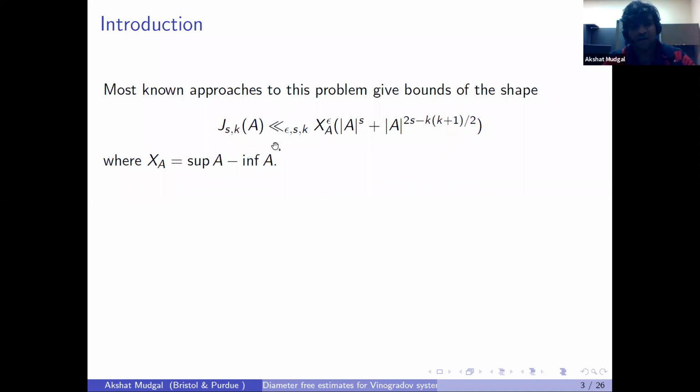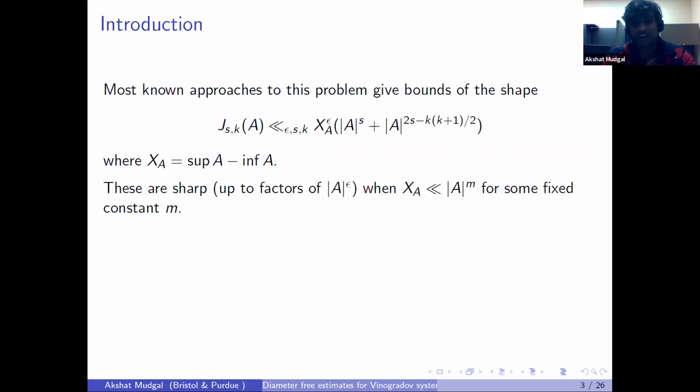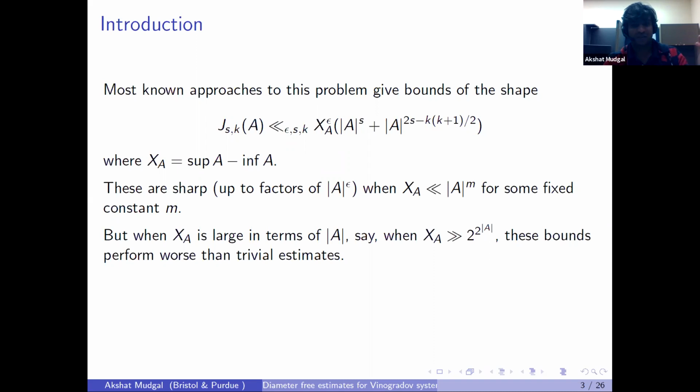And so, the known upper bounds for J_{s,k} involve something that is usually sharp times an X to the power epsilon loss. And if your set A is nice, if X is, for example, small in terms of the size of A, then you're good, because then this turns into |A| to the power epsilon. But if your set A is sparse, as in it's very sparsely distributed, as in the diameter is maybe doubly exponential in |A|, then this X to the power epsilon factor becomes larger than any polynomial power of |A|, and these bounds perform worse than the trivial estimates.